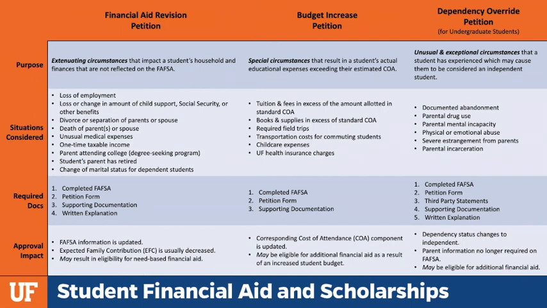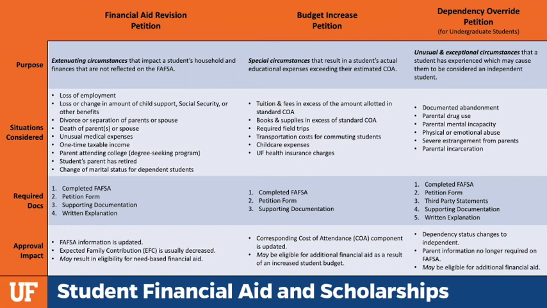This usually involves unusual or exceptional circumstances that a student has experienced which may cause them to be considered an independent student. Situations that are considered include documented abandonment, parental drug use, parental incapacity, physical or emotional abuse, severe estrangement from parents, or parental incarceration.